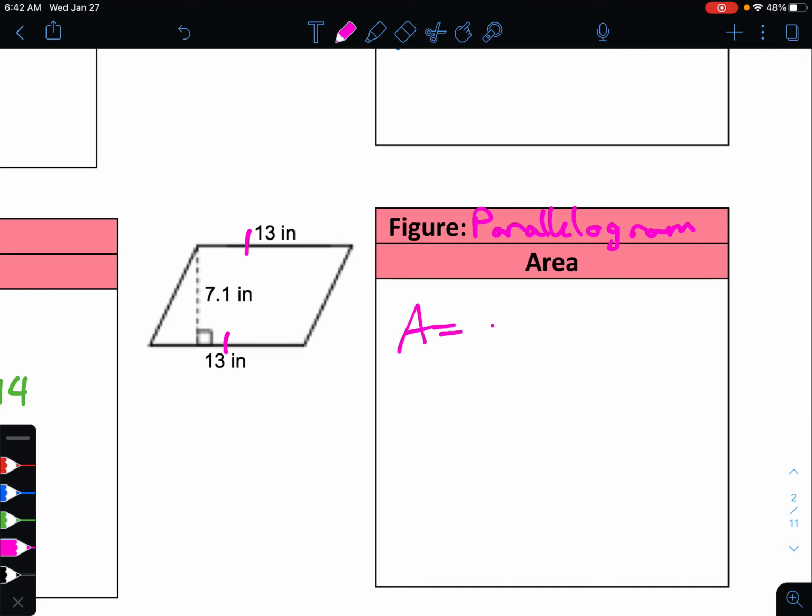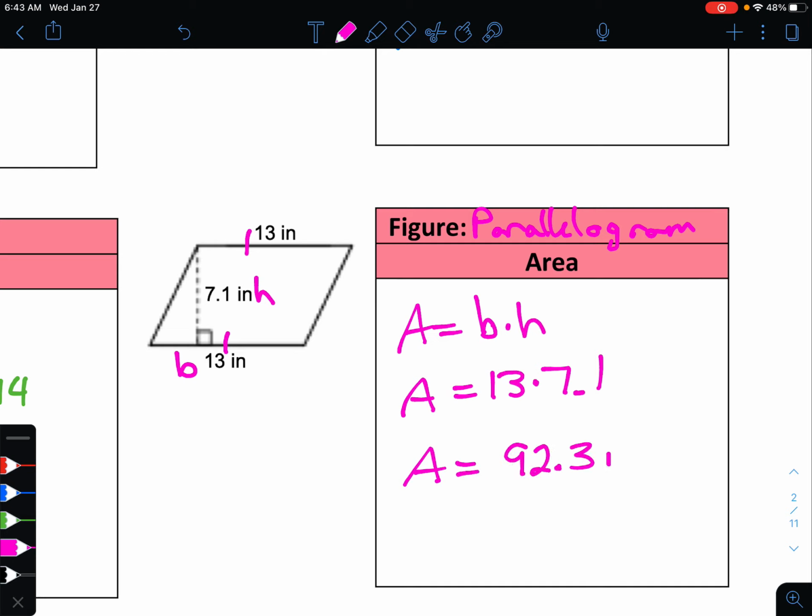So our area is equal to taking our base of our parallelogram multiplied by its height. So base is 13, height is 7.1. So the area is 13 multiplied by 7.1. And when we multiply those together, we're going to get 92.3 for our area. And then remember to include your label. In this case, that is inches squared.